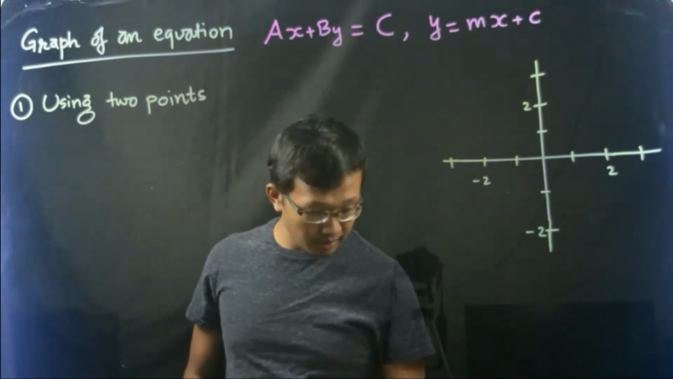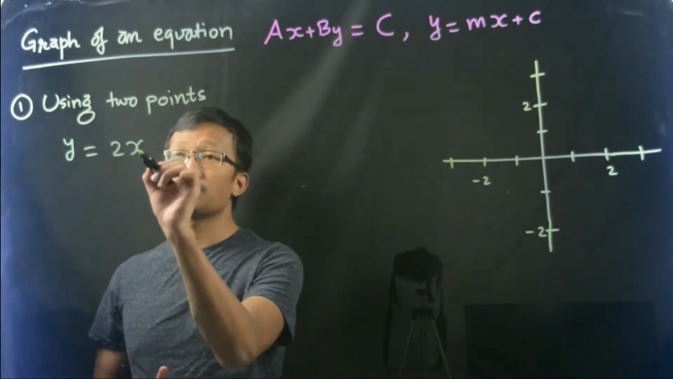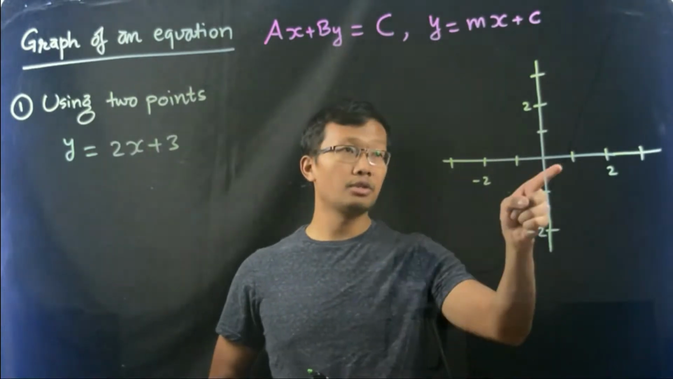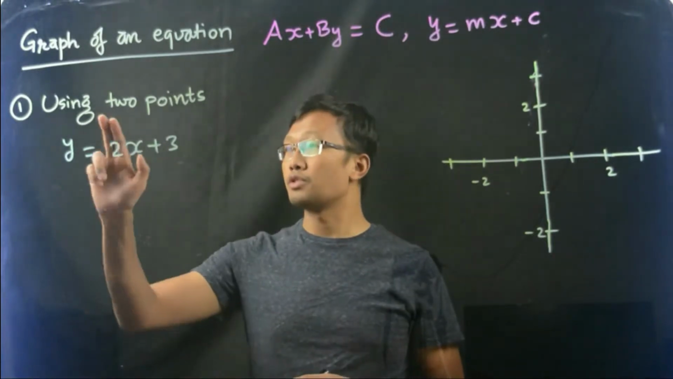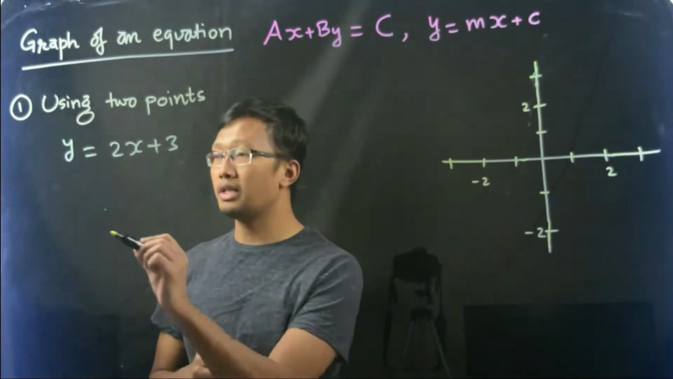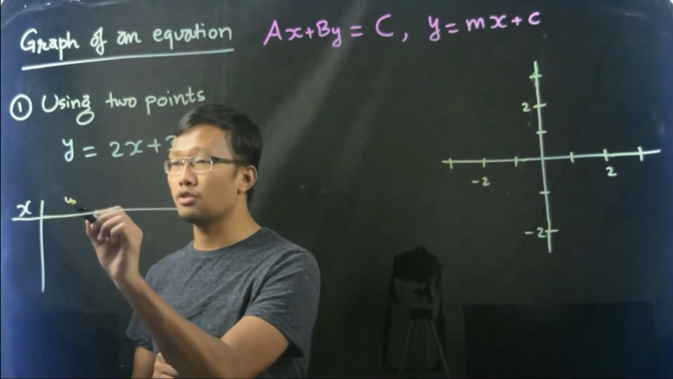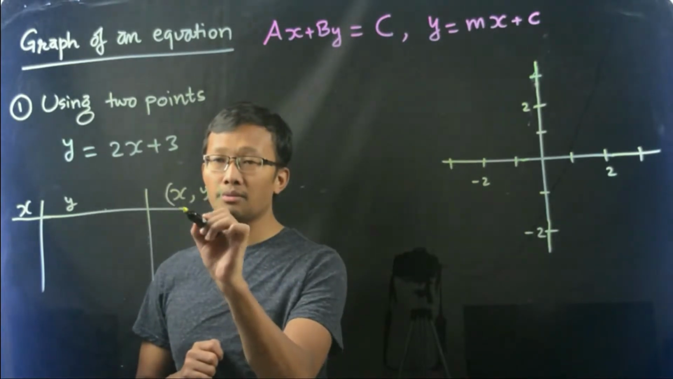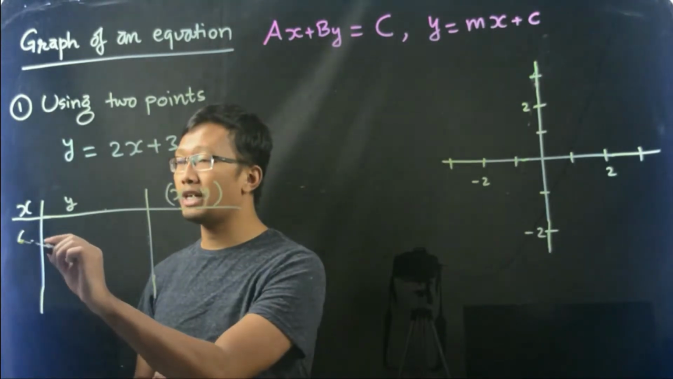Suppose we have an equation, let's say y equals 2x plus 3. If we want to graph this line into the Cartesian plane, in this situation, it's just sufficient for us to use 2 points. Okay, so let's make a table. This is x and this is y, and this is the point x comma y, combination of both x and y. Okay, let's choose x to be 0.